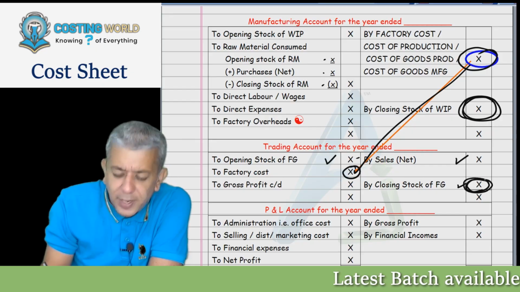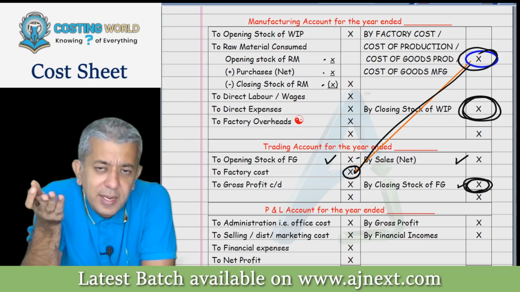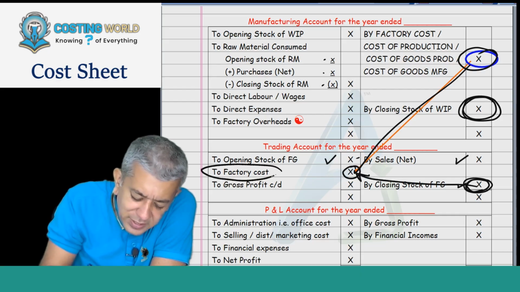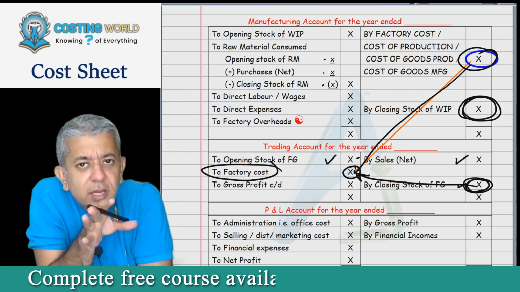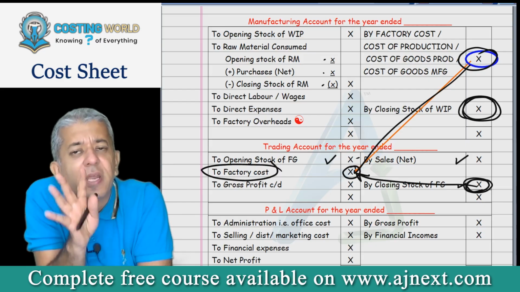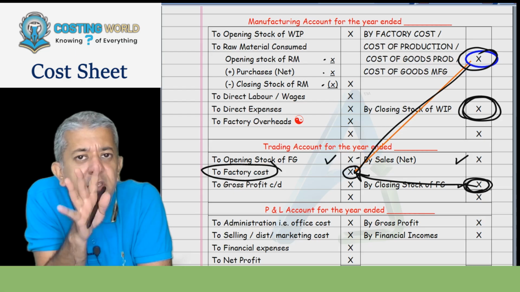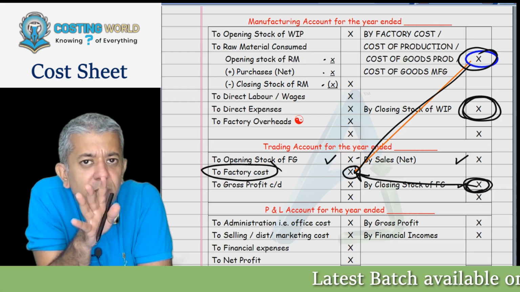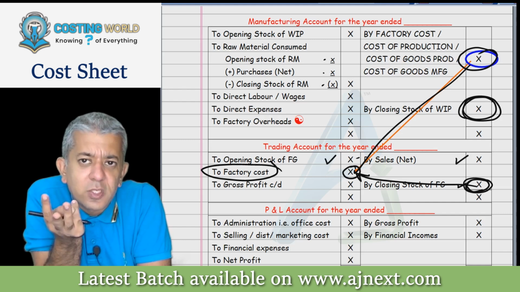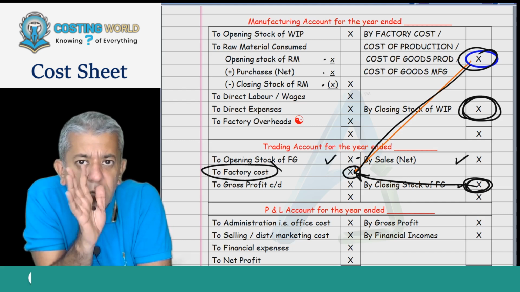Market price you verify from the market, that I cannot tell you, but cost you see on the debit side. Can we say on the debit side I have written factory cost, and that in factory cost there are basically 4 ingredients? Which 4 ingredients of cost? Direct material, direct labor, direct expenses and factory overheads.